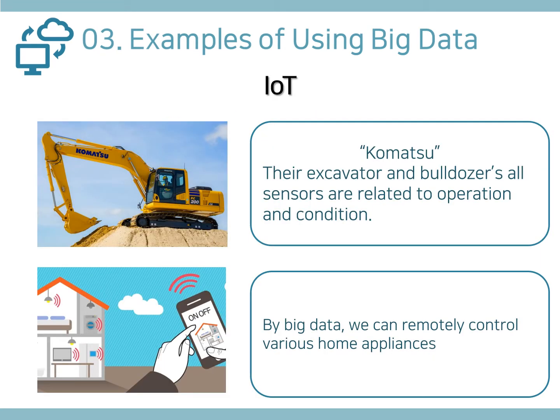An example is Komatsu's excavator and bulldozer. They're equipped with sensors that are related to each other, so error reports can be sent to the central management center. Another example is Apple's HomeKit, SK Telecom, LG Smart ThinQ, and Samsung. They are devices that allow each other to remotely control home appliances such as refrigerators, vacuum cleaners, door locks, gas control, and air conditioners at home.